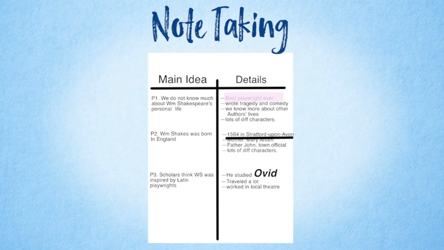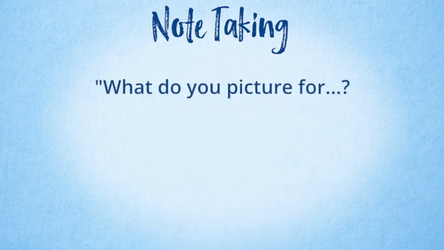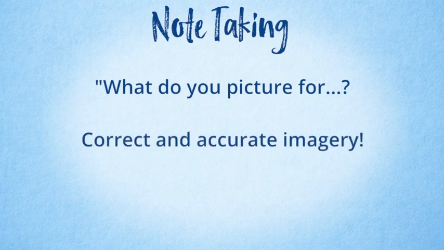For example, if it's an important detail that someone was born in the year 1564 in England, then you can be asking, what do you picture for where England is? What do you see for England in 1564? And make sure they have correct and accurate imagery for those words.